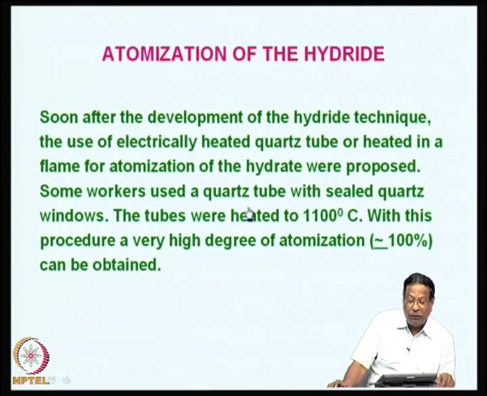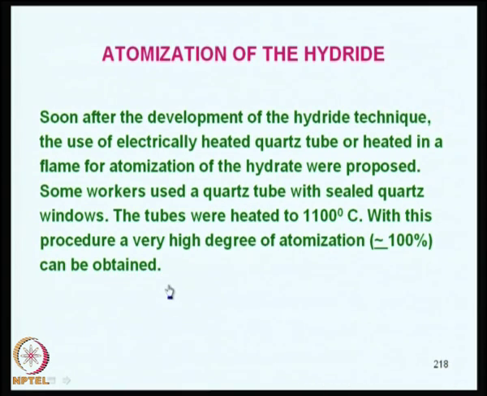Some workers used a quartz tube with sealed quartz windows, because this is important, because quartz windows are required to let the radiation from the hollow cathode lamp pass through. Otherwise, if you use glass windows, it could be a problem, because some of the radiations in the UV would be blocked, and you will not be able to do the analysis for arsenic, selenium, tellurium, etc.